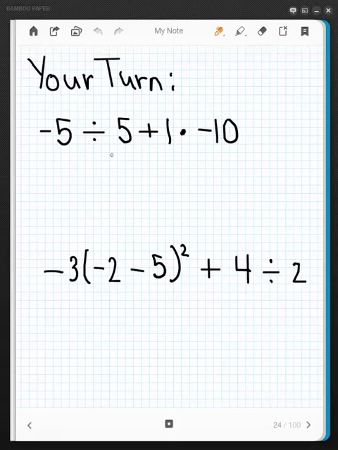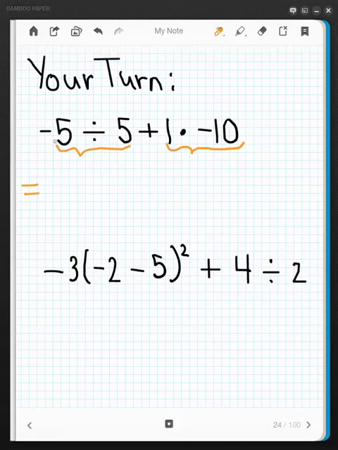All right, looking at this first one, we have a division problem, an addition problem, and a multiplication problem. In order of operations, division and multiplication happen at the exact same time, so I'm going to do the division first and then the multiplication, although it really doesn't matter because they're not involving one another's answers.